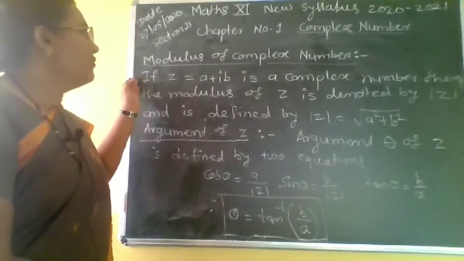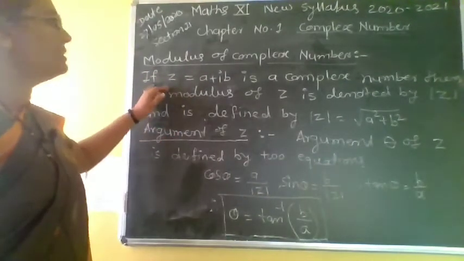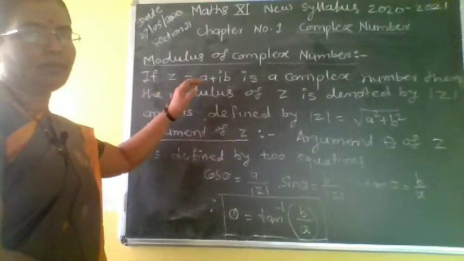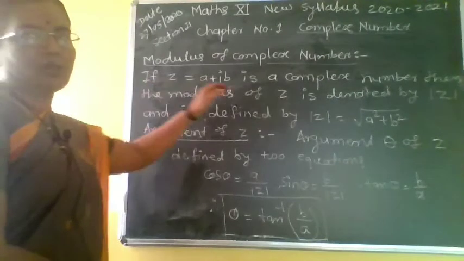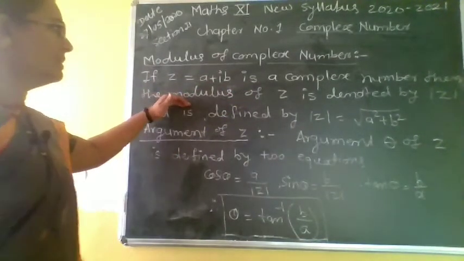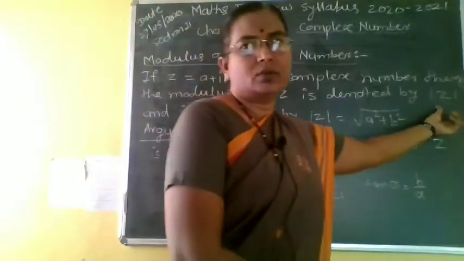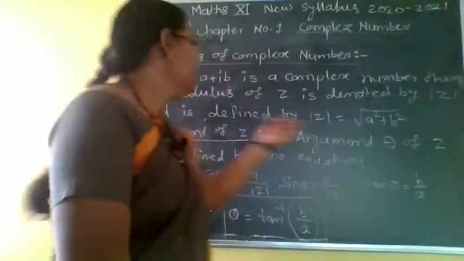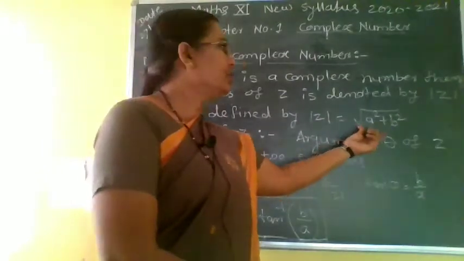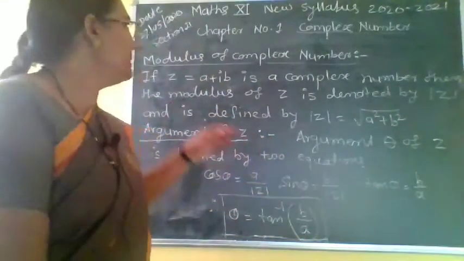Let us see what the modulus of a complex number is. We have seen complex numbers in the format z = a + ib. If this is a complex number, then what is its modulus? The modulus of z is denoted by mod z, and it is defined by mod z = root of a squared plus b squared. What are a and b here?